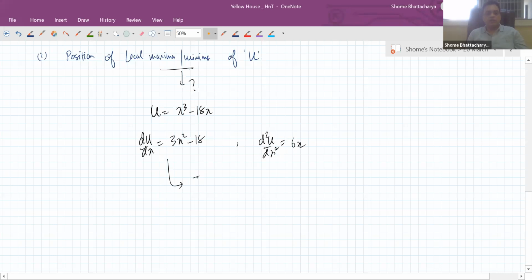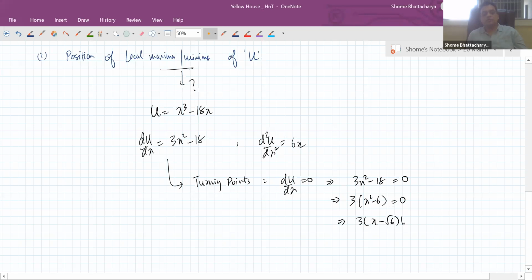Then find the turning points. Turning points are points where there is a maxima or minima, that is, positions where the rate of change is 0. So 3x square minus 18 is 0, that is 3 into x square minus 6 is equal to 0. Factorize that and we get two turning points: x equal to root 6 and x equal to minus root 6, so plus minus root 6. These are my turning points.